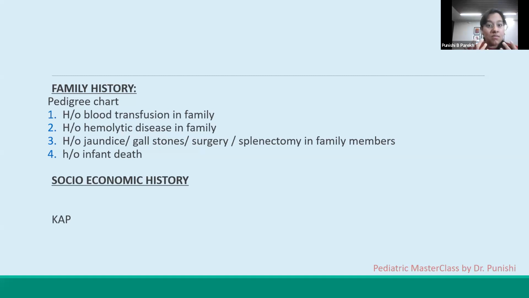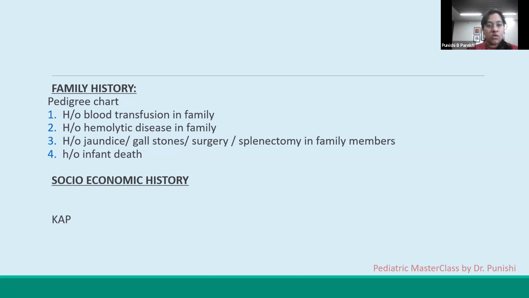You might be lucky enough to get a history that points towards something, or it is possible that the parents or the informant don't know. But irrespective, you should try and take a history, whether or not you are lucky in getting it adequately. Next, socioeconomic status, modified Kuppuswamy.